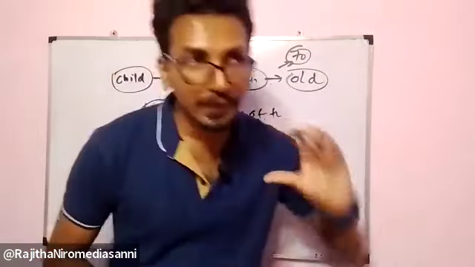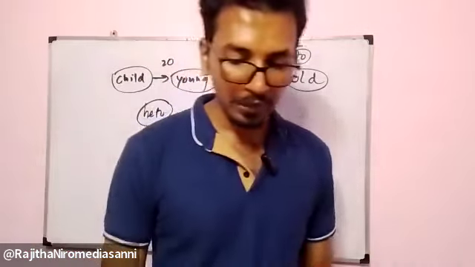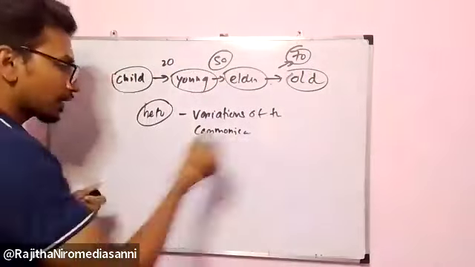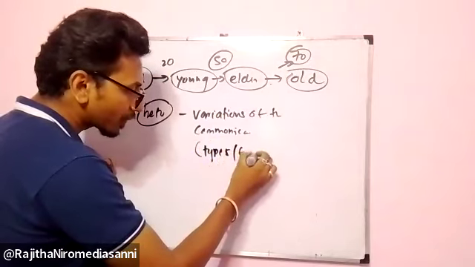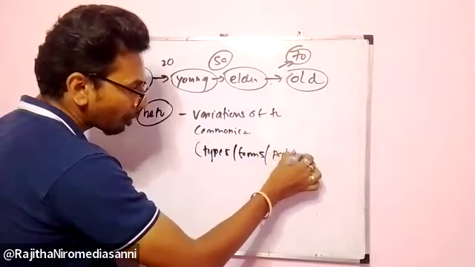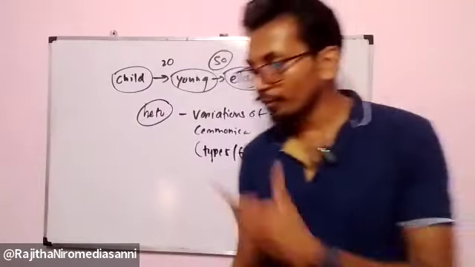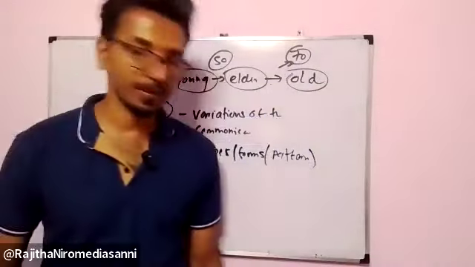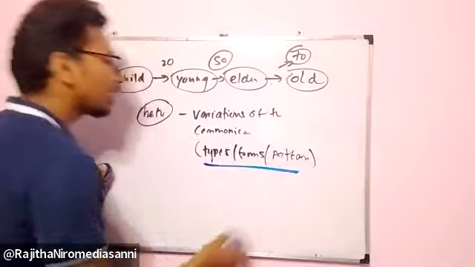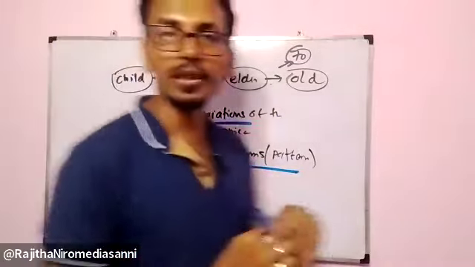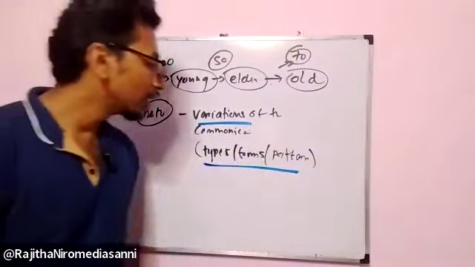Variations means what are the types, what are the forms, what are the patterns that we can use in the communication. In that, put a bracket and write: types, forms, patterns. What are the types of the communication? What are the forms of the communication? What are the patterns of the communication? These three things we can cover in here for the variations idea about the communication.